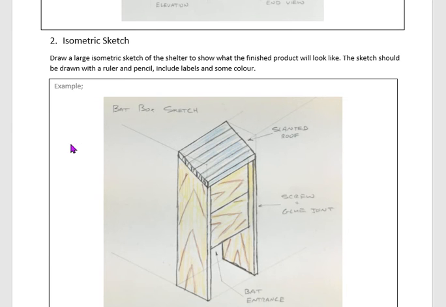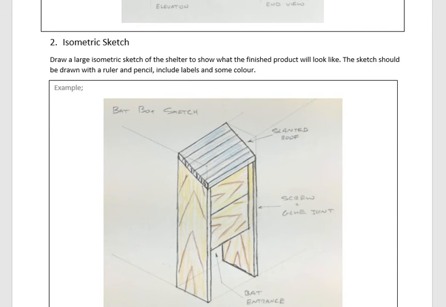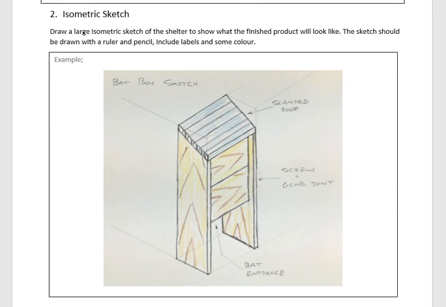Second sketch then is the isometric sketch. So in other words, the 3D view of it. We want a nice 3D view so you get an idea of what this thing is going to look like in real life. So you want a large sketch. Isometric means a vertical line, roughly a 30-degree line going this direction, and roughly a 30-degree line going the other direction.